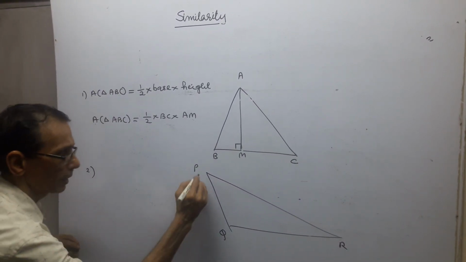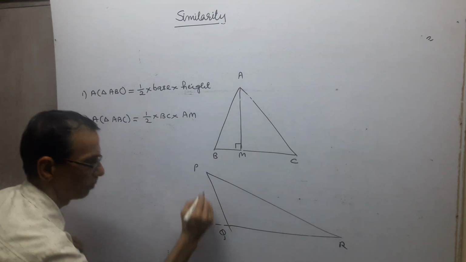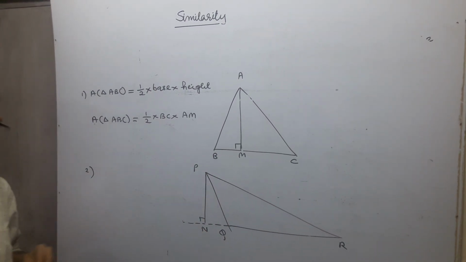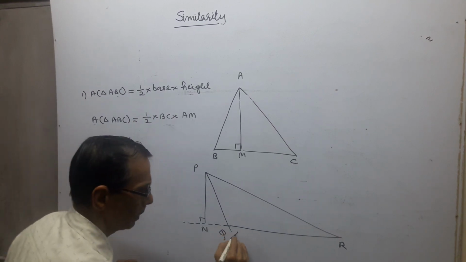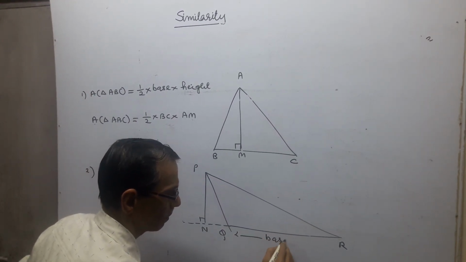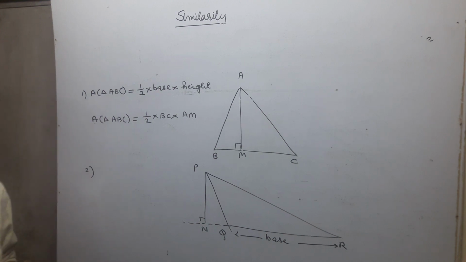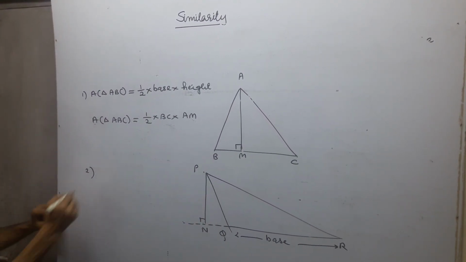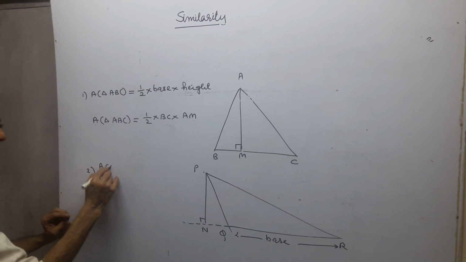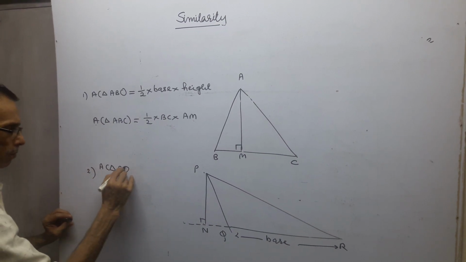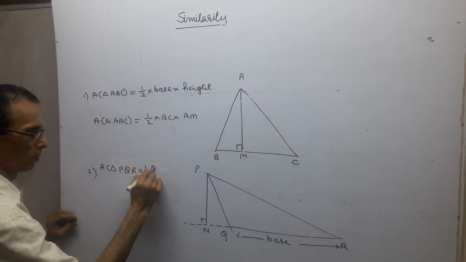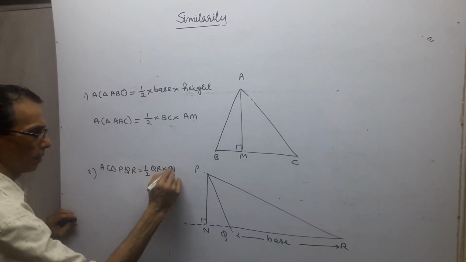and if you want the area of triangle PQR, then here QR is the base, this is base here. QR is base and PN is height, and therefore area of triangle PQR is equal to half QR into PN.